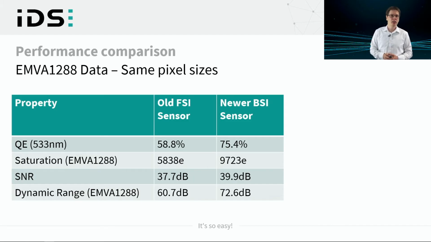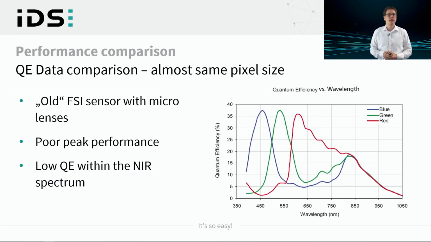Let's take a closer look at the quantum efficiency. This is the quantum efficiency, plotted by the light wavelength, of an older front-side illuminated sensor with microlenses. One curve for each of the 3 different colored pixels of an image sensor with Bayer pattern color filters. You see, the peak quantum efficiency of the green light is barely over 35%. Compared to the values before, this is not a good performance, but here the pixels are already smaller. Also, the quantum efficiency in the near-infrared wavelength is only a few percent.